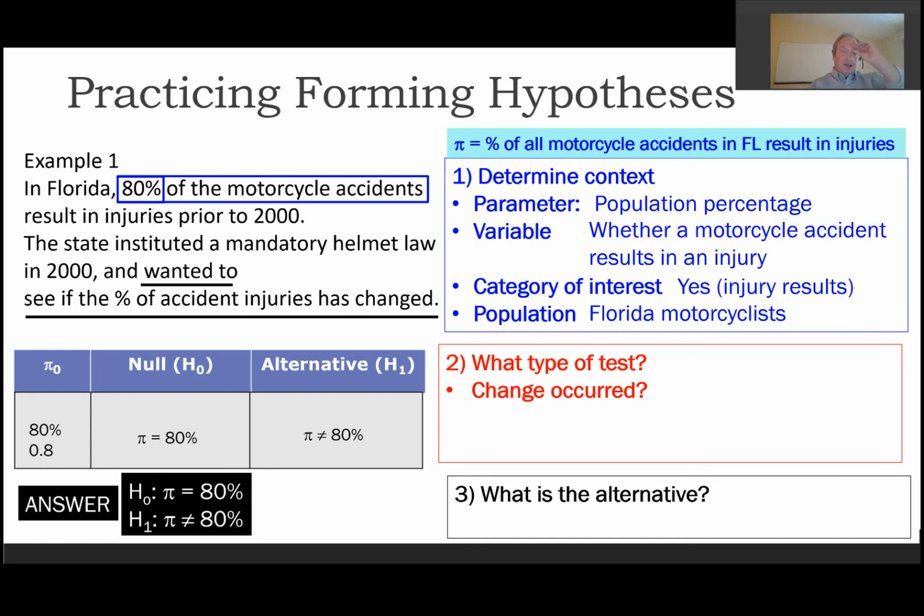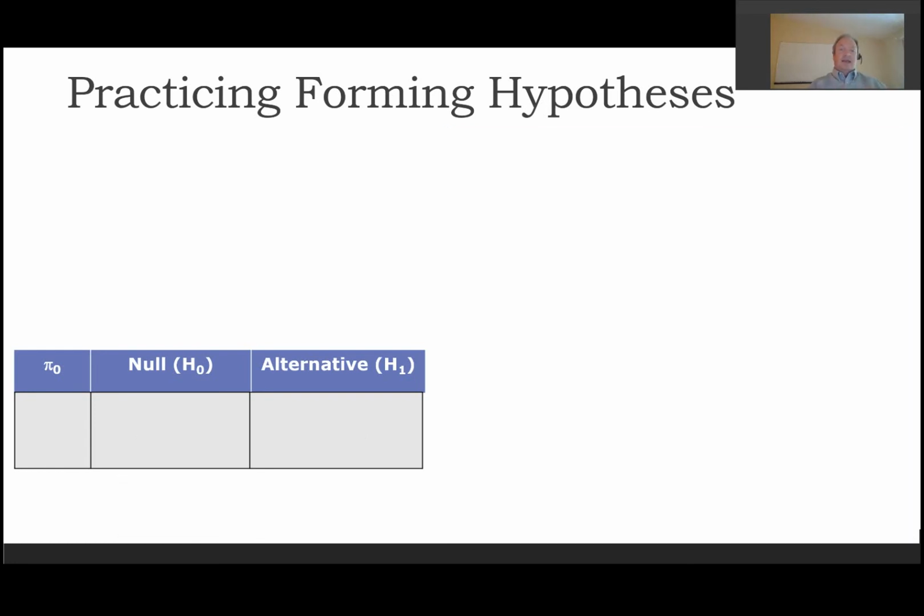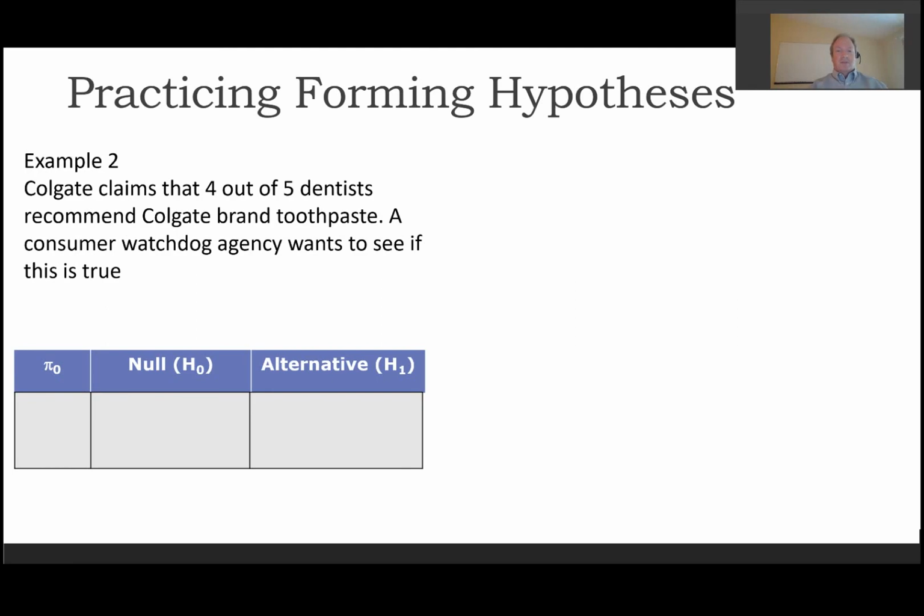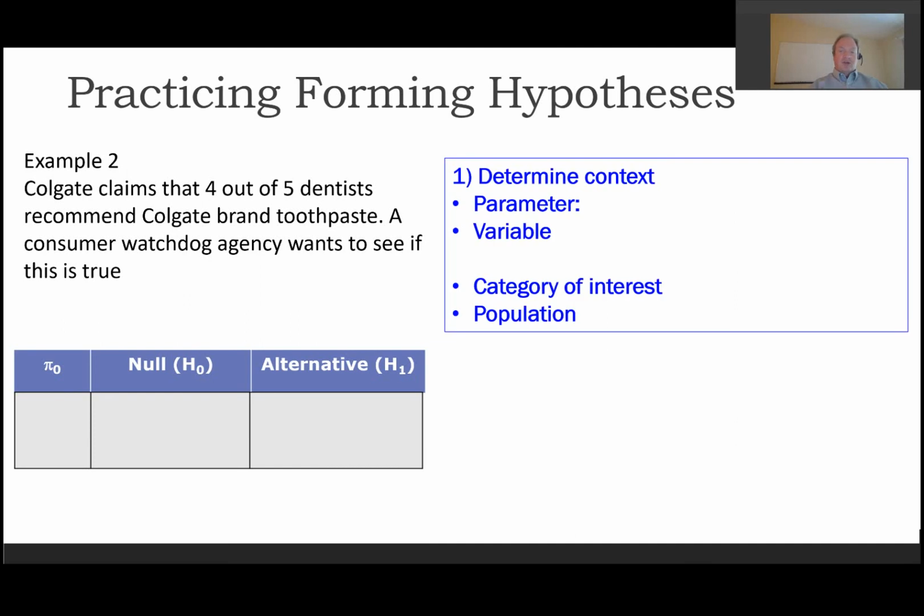Okay, let's look at our next example, which was the toothpaste ad where Colgate claimed 4 out of 5 dentists recommended their particular brand. First of all, we have to understand the context. Now, I want to say a word about this. At the end of this part, we determine the context. I'm going to talk a little bit about why this ad was misleading and the FDA actually made Colgate remove this ad. They couldn't run it any longer.